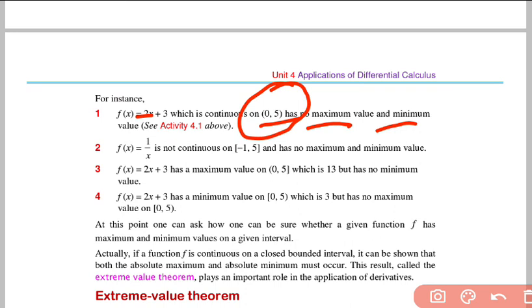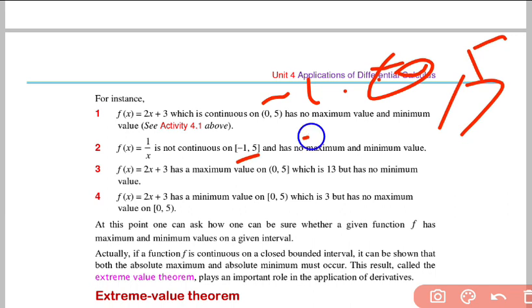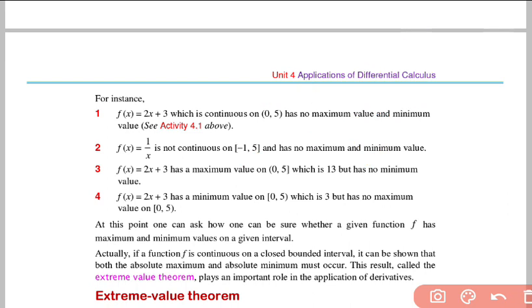This function here with the jump is written as f of x equals 1 over x. It is not continuous on the interval from minus 1 to 5, because between minus 1 and 5 there is 0. Due to this, this function is discontinuous and it doesn't have a maximum or a minimum value.